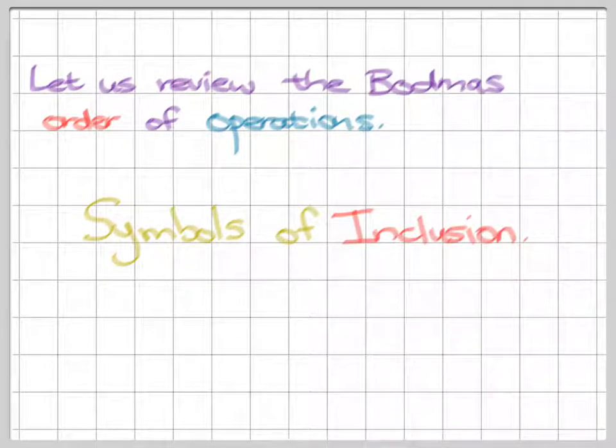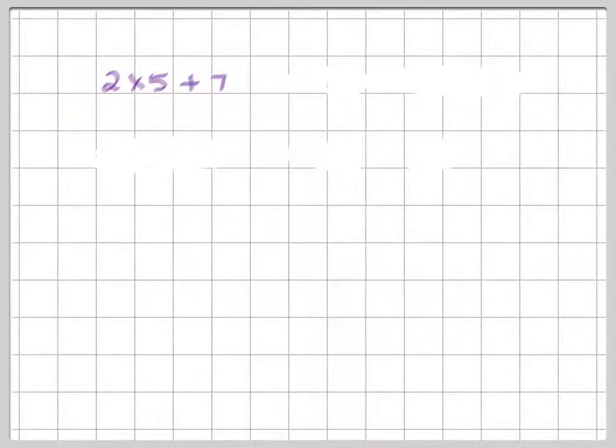When you hear people referring to symbols of inclusion, we are talking about brackets, and that's parentheses, and these are brackets, and these are braces. Okay, and sometimes you find them all in one problem. So let's go and have a look at something here next on the next screen.